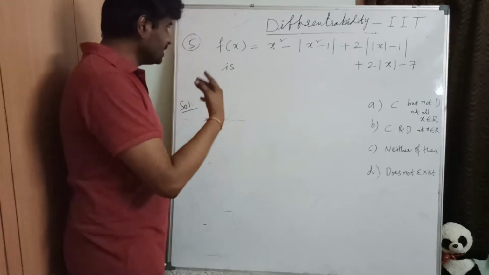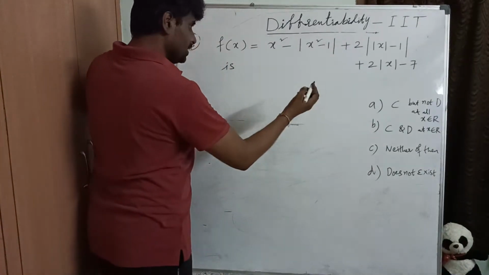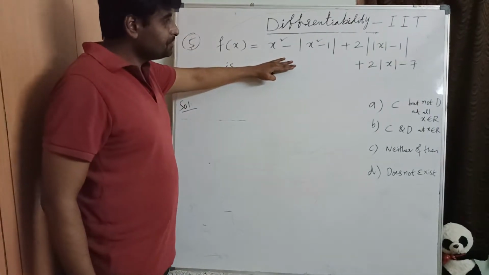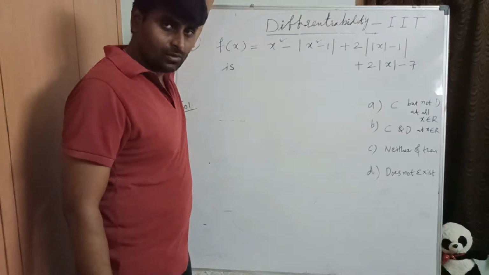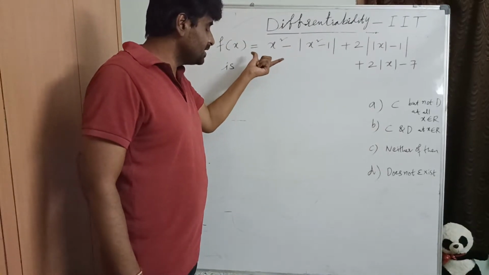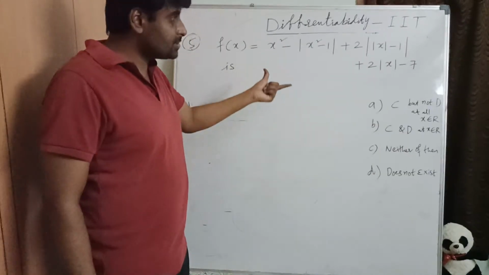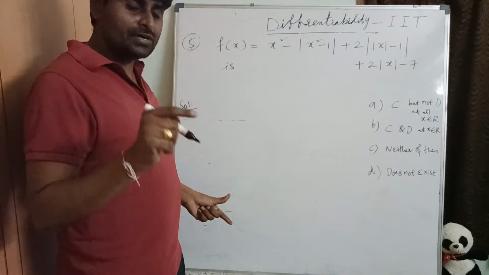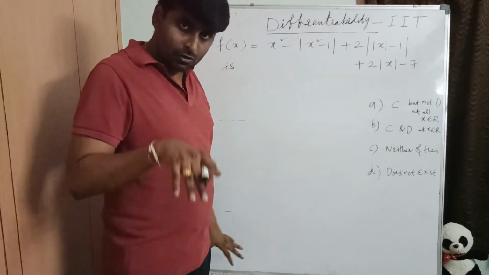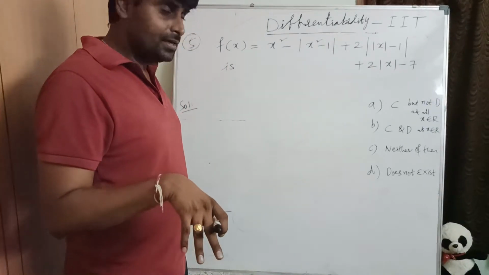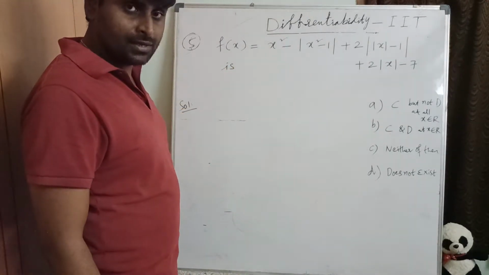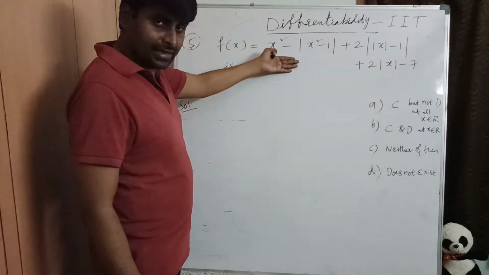Now let us see. It's very easy. First of all, if you observe, is this a polynomial function or not? This expression consists of modulus functions, and a modulus function is always continuous. Finally, we are going to get some expression in terms of x square. So it is a polynomial function and its derivatives.